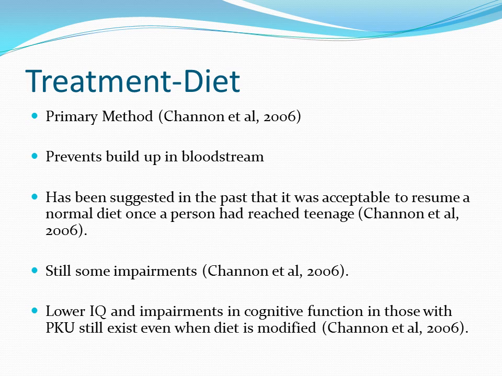It has been suggested by some in the past that it was acceptable to resume a normal diet once a person had reached their teenage years. However, these people did show some impairments, so it may be helpful to see the low phenylalanine diet as a diet for life. Even with the introduction of a low phenylalanine diet, people with PKU still do experience some subtle differences, such as a slightly lower IQ and impairments in cognitive functions, particularly executive functions, even after a diet.